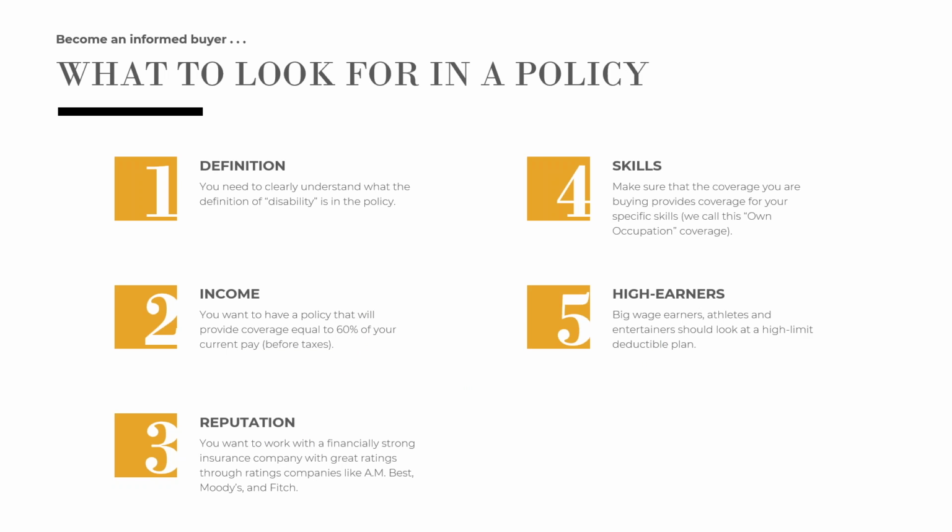So what does one look for in a disability policy? You really need to look at the definitions. The definitions of disability are critical. I'm going to go over each of them in a moment. Income. How much are you trying to replace, right? You typically want to have coverage that's equal to 60% of your current pay before taxes. So what does that mean? If you make $100,000, you want a policy that's going to pay $60,000 a year or $5,000 a month, right?